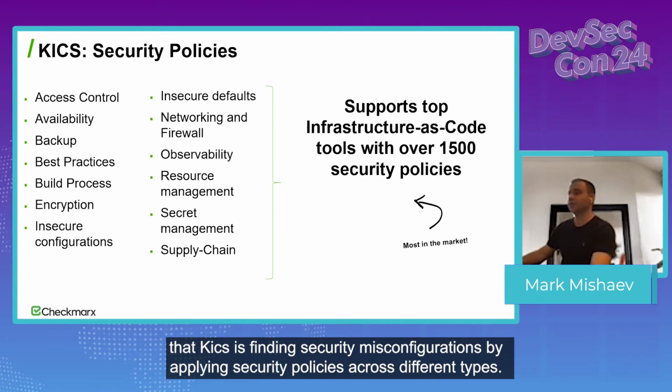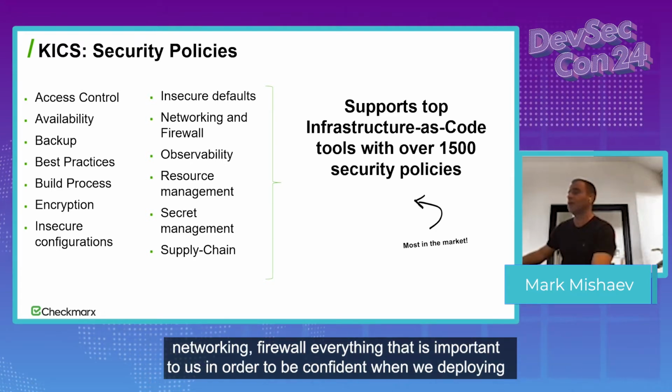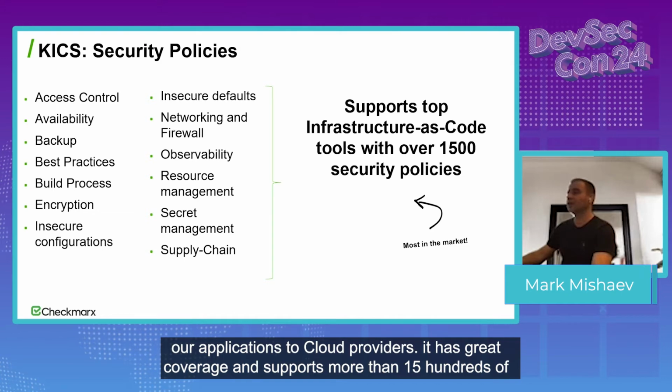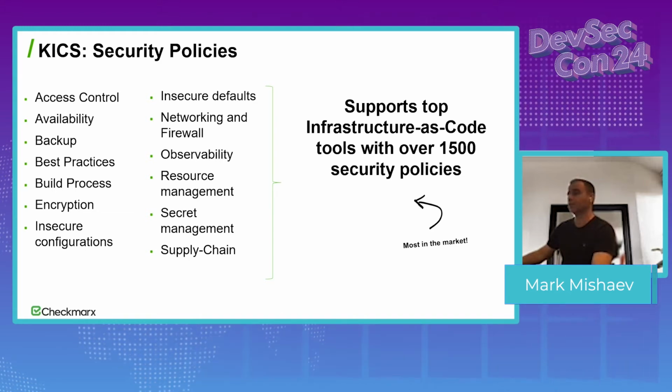We can see here that KICS finds security misconfigurations by applying security policies across different types. It finds things related to access control, availability, insecure defaults, network and firewall, everything that is important to us in order to be confident when we're deploying our applications to cloud providers. It has great coverage and supports more than 1,500 security policies. We can say it has the most coverage in the market at the moment.